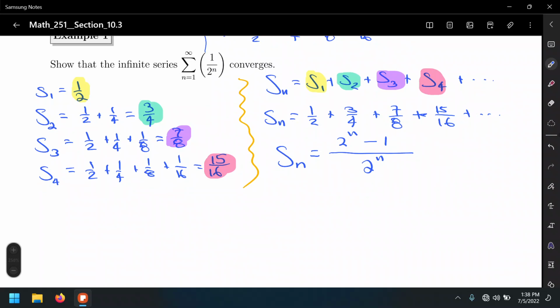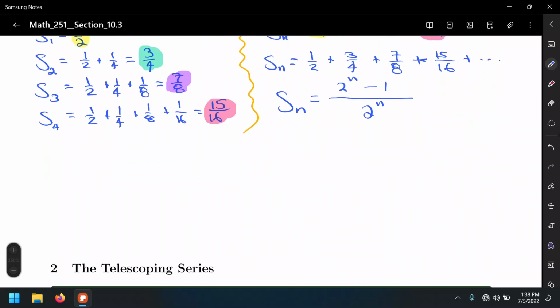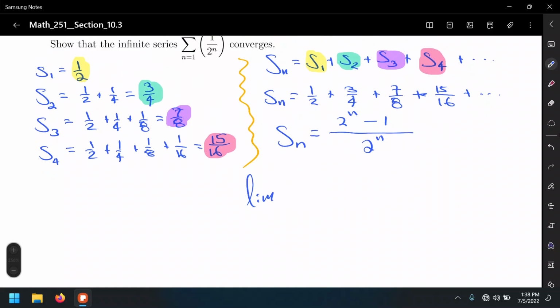So because in this case, yes, we managed to find a sequence that represents the sequence of partial sums. So in this case, it's possible to find the infinite sum. All right. So in this case, the limit, or rather, the sum, that is the infinite series, equals the limit as n approaches infinity of (2 to the n minus 1) over 2 to the n.